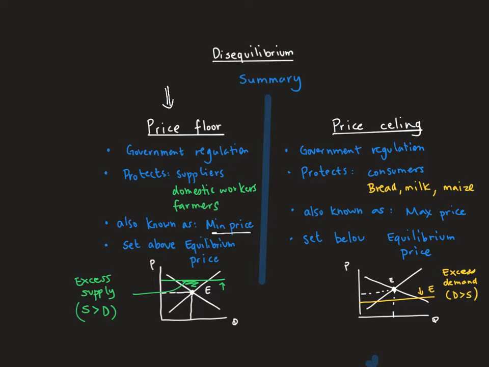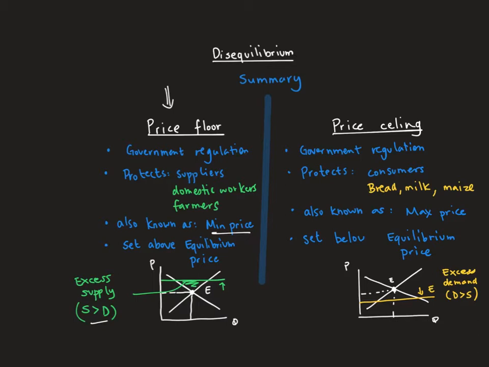excess supply, where your supply is greater than your demand, because workers are willing to supply their services at a higher level of price or wages, but because consumers have to pay the higher price of the wages, they demand less.